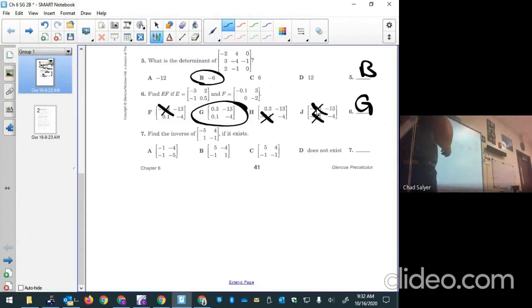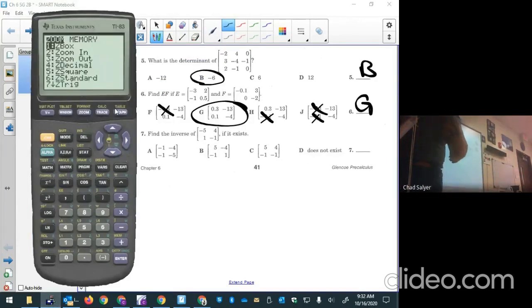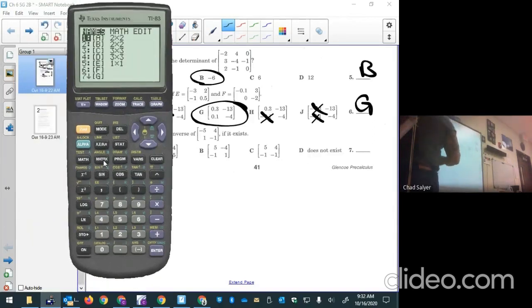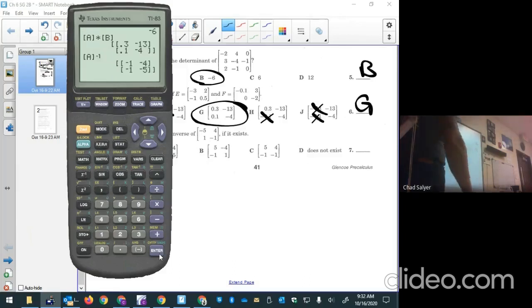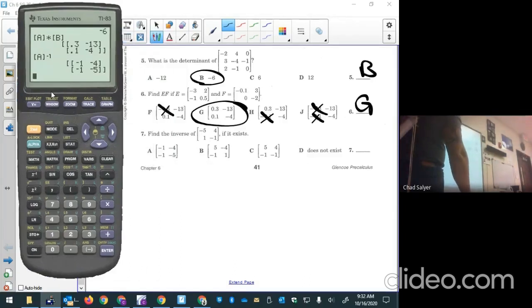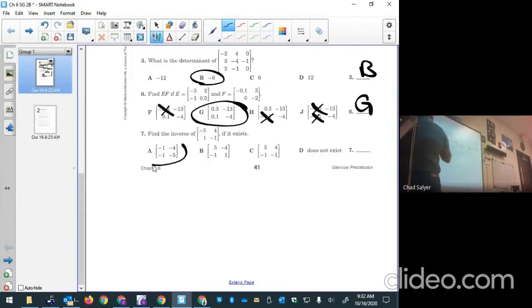Find the inverse, if it exists. So, we'll define A once again to be our matrix in question. And it is -5, 4, 1, -1. I believe the inverse is going to exist because I don't think it will be a 0 determinant. So A and then the inverse button, it gives us -1, -4, -1, -5. Looks like A. Yes. A is in alpha.